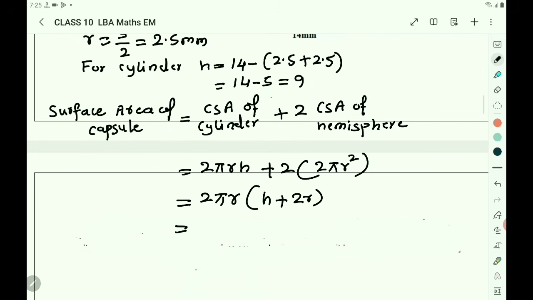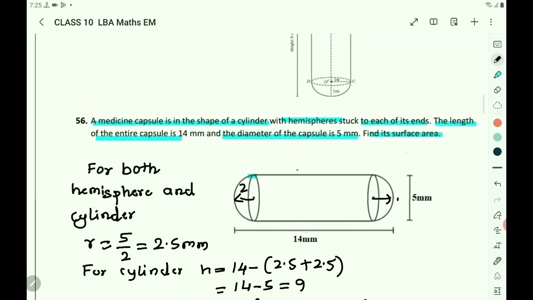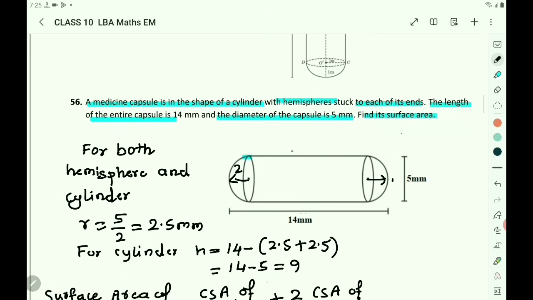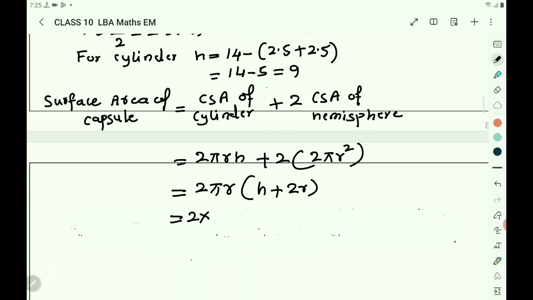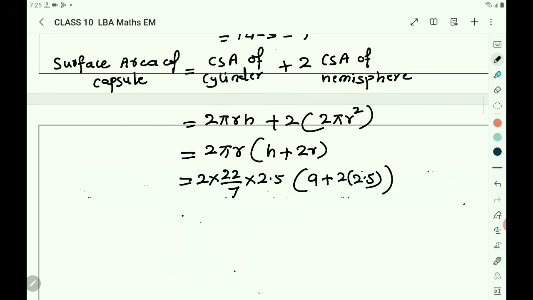Equals, now you substitute the values. 2 into pi value. Here pi value is not given, so you write 22 by 7 into r. r is 2.5, h is 9 plus 2 into 2.5. 2 into 22 is 44. 44 into 2.5.